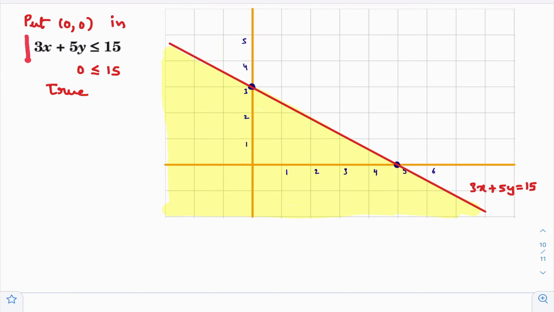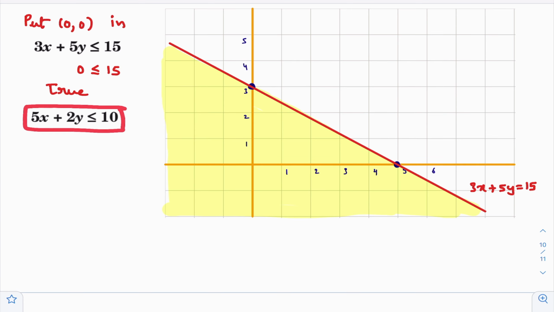In the process of graphing this inequality, we got it like this. What is this yellow color part? This is the solution of this inequality. If I take any point in this region and substitute it in this inequality, definitely it satisfies. So this yellow color part is what? This is the solution of this inequality. Now I need to graph this inequality.